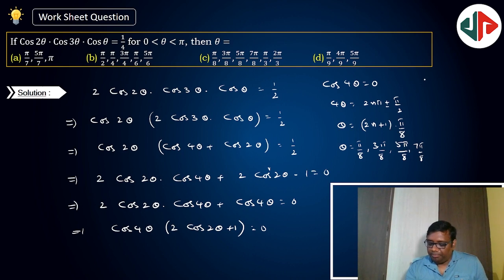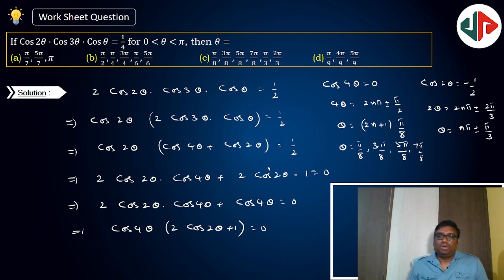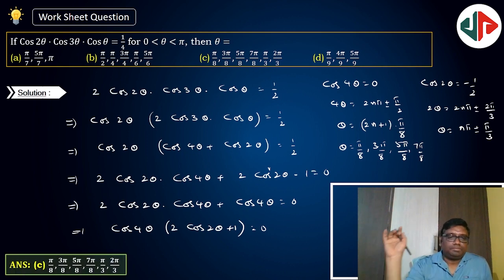In the same manner, cos 2 theta is equal to minus 1 by 2. 2 theta is equal to 2n pi plus or minus 2 pi by 3. So theta is equal to n pi plus or minus pi by 3. So n is equal to 0 means pi by 3. N is equal to 1 means pi minus pi by 3, which is 2 pi by 3. So your option is C.